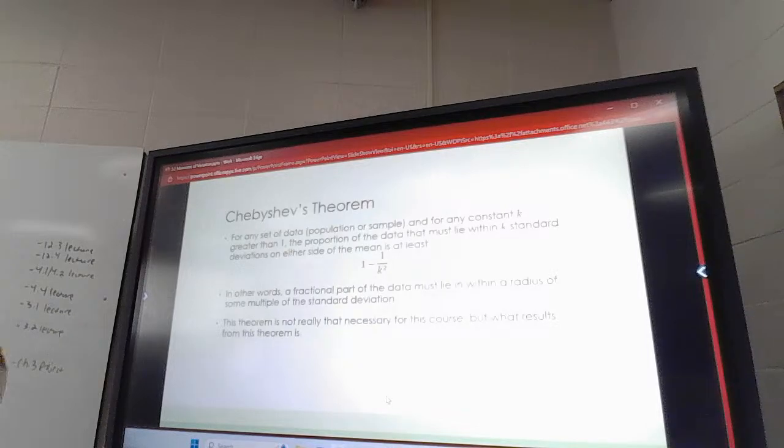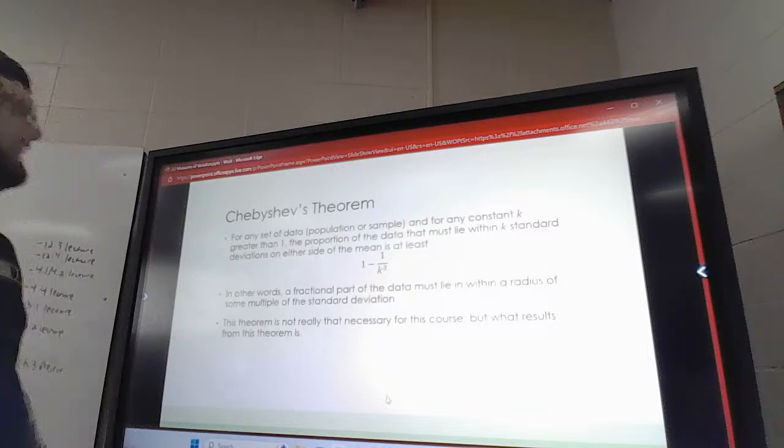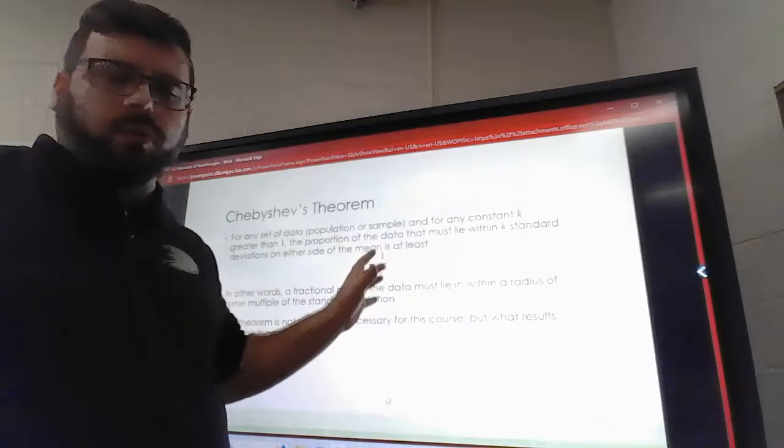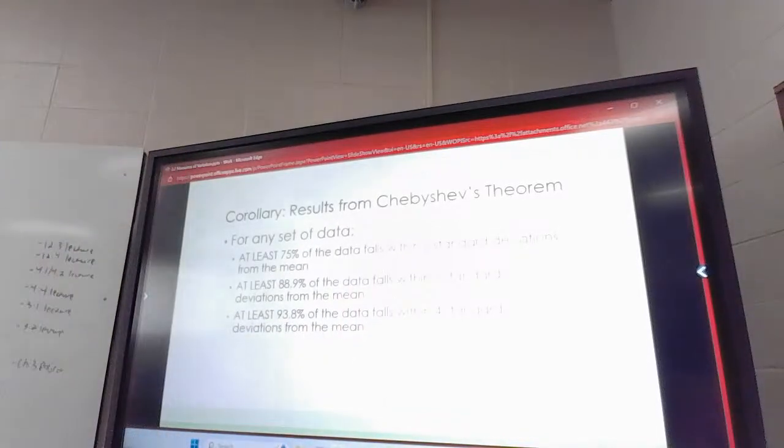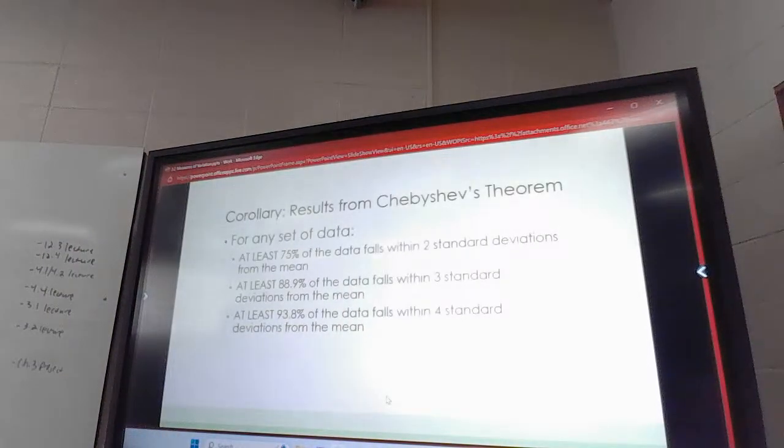Last thing. There's a Russian mathematician named Chebyshev that came up with a theorem that says that, no matter what type of data you have, whether it's a population or a sample, a proportion of that data must lie within a certain number of standard deviations on either side of your average. Now, the theorem isn't necessarily important, but what comes after that is what is important. We're going to call this a corollary of the results from Chebyshev's theorem.